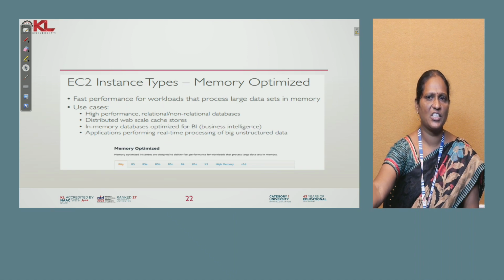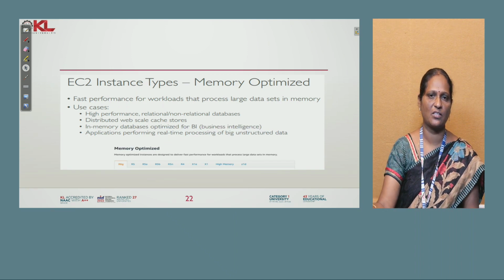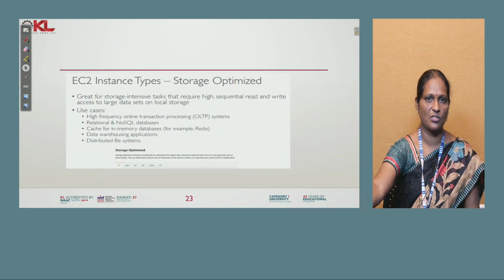And another instance type example is memory optimized. Memory optimized means it can perform faster operations on workloads that require large data sets in memory. For example, high performance relational and non-relational databases, distributed web scale cache storage and business intelligence, where you can do real-time processing of big and unstructured data, because as the name implies, large data sets can be processed. So you can implement high performance relational, non-relational as well as business logic.